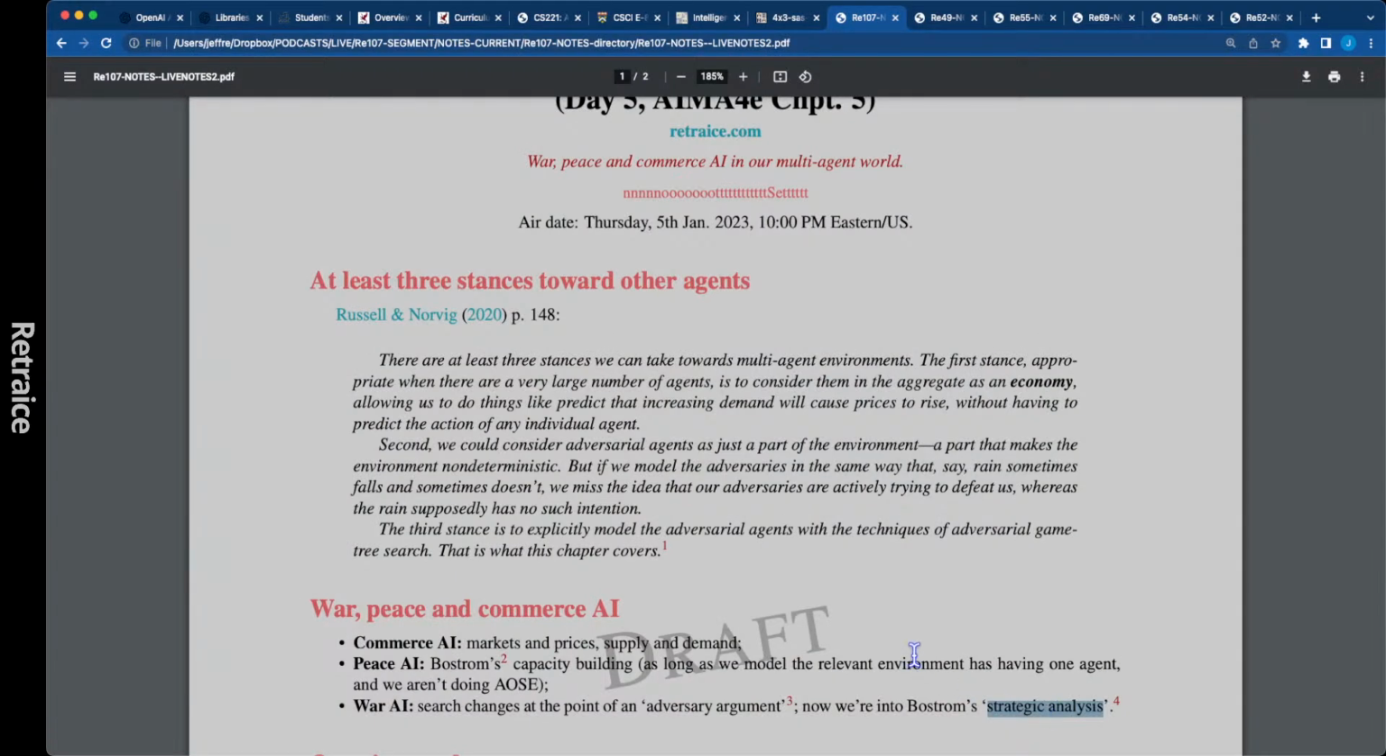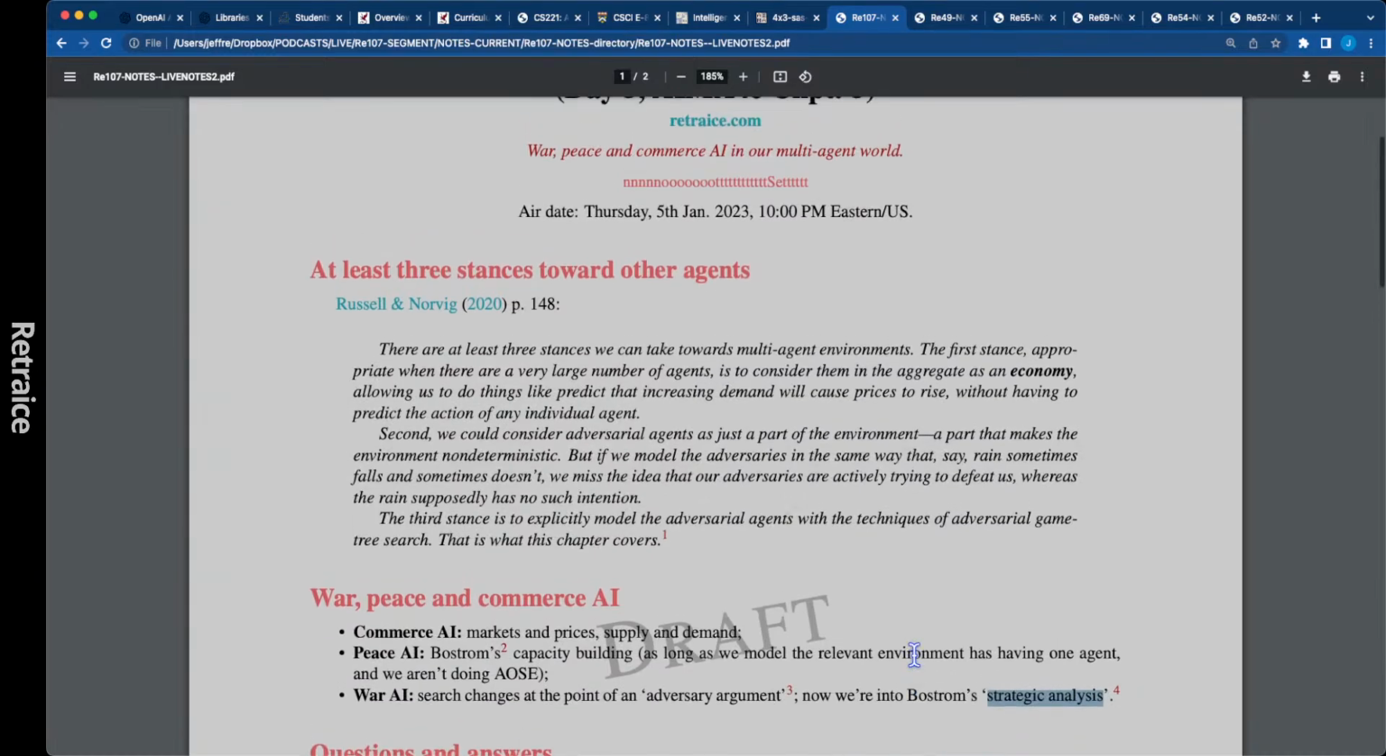So yeah, those are the three kinds of AI, and I'm calling it out because it just never occurred to me. I wasn't looking for three kinds of AI. I didn't even notice it until I was basically done with the chapter. And then I noticed one piece of it, and I was like, wait a second, they called out the three stances on agents. So anyway, that's on page 148. It'll all be in the notes.